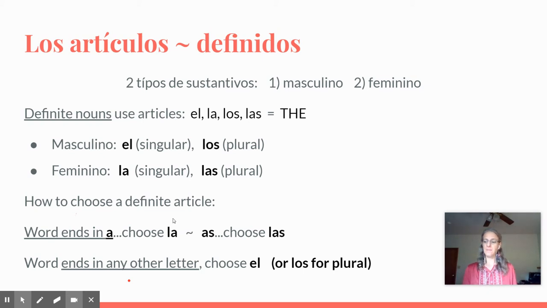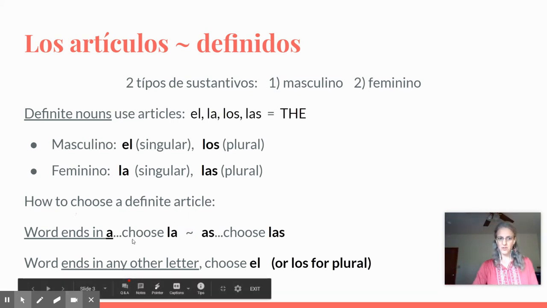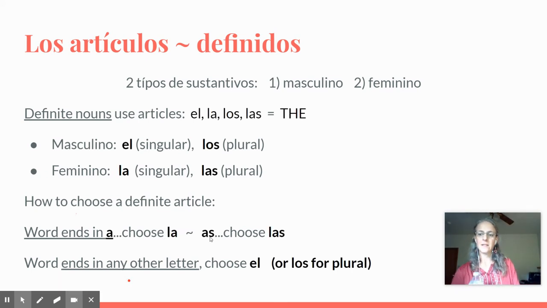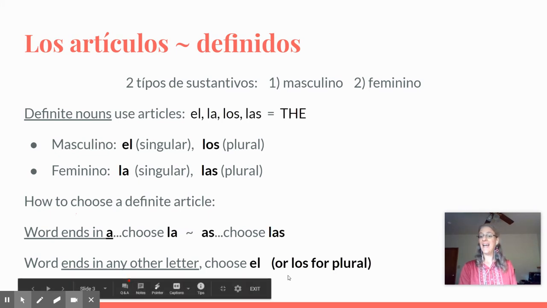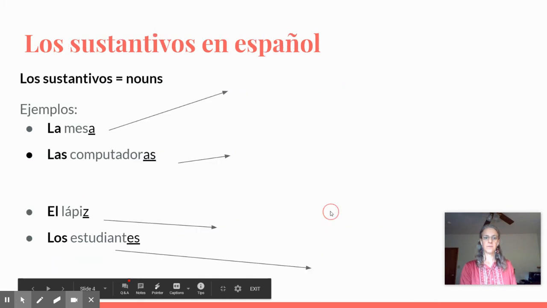But most of the time, if a word ends in a, like botella, then you're going to use la to match. Notice the a's match. If a word ends in as, las botellas, match it with las. Okay, then how about the el or los? If it ends in any other letter, then choose el. And if it's a plural, choose los.